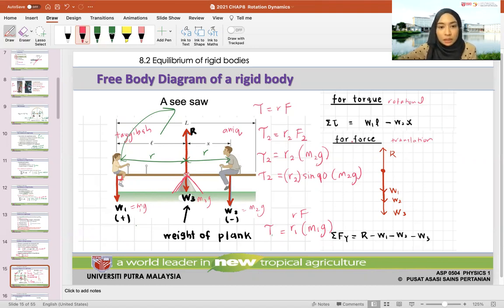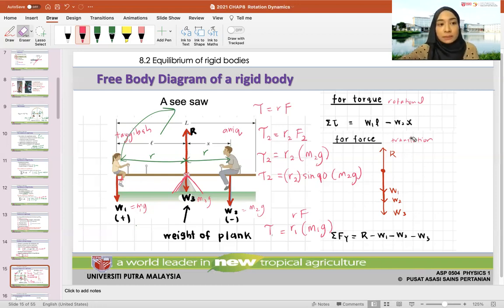So for force, if we want to solve for translational force, we have to group everything at the center of the mass. We assume this is one whole system. Everything happens at the center. So we have R going up, we have the weight of Taiba, the weight of Anik, and the weight of the plank. If we are talking about forces, everything has to be centered at the center. Okay, this is how we deal with forces.